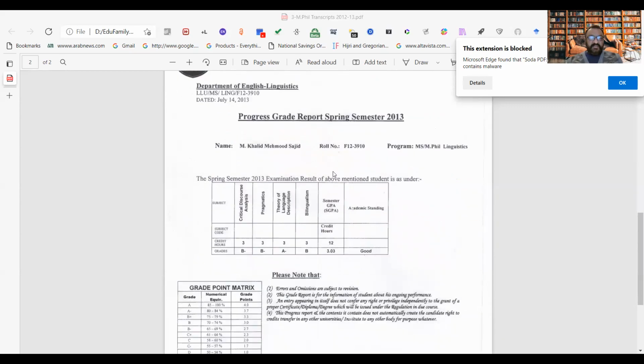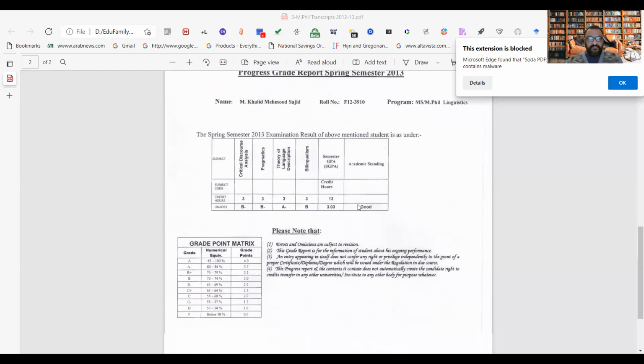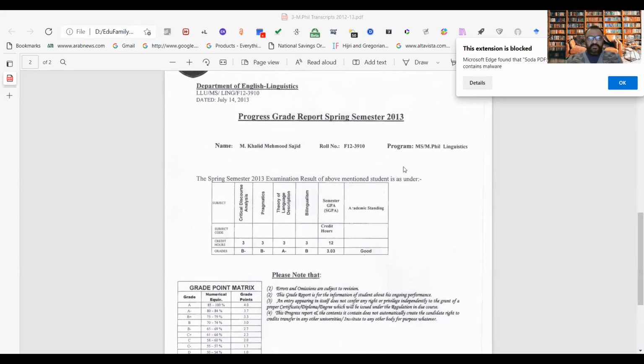If you look at the second page, in 2013, we have 4 subjects. If you can see critical discourse analysis, it's optional. You can change it, no problem. Pragmatics, that's very useful because you have to write a thesis, PhD thesis, even MPhil thesis, 20,000 words, PhD thesis, 100,000 words in most of the universities. So writing ability you need.